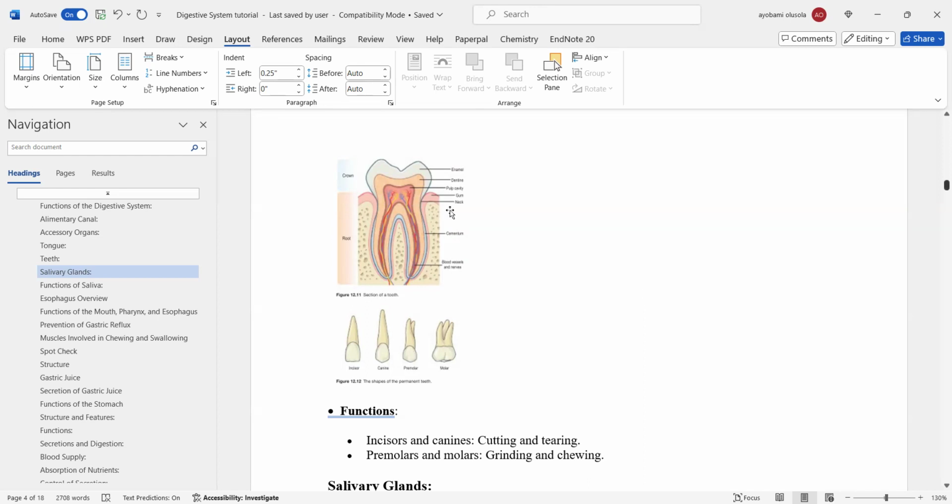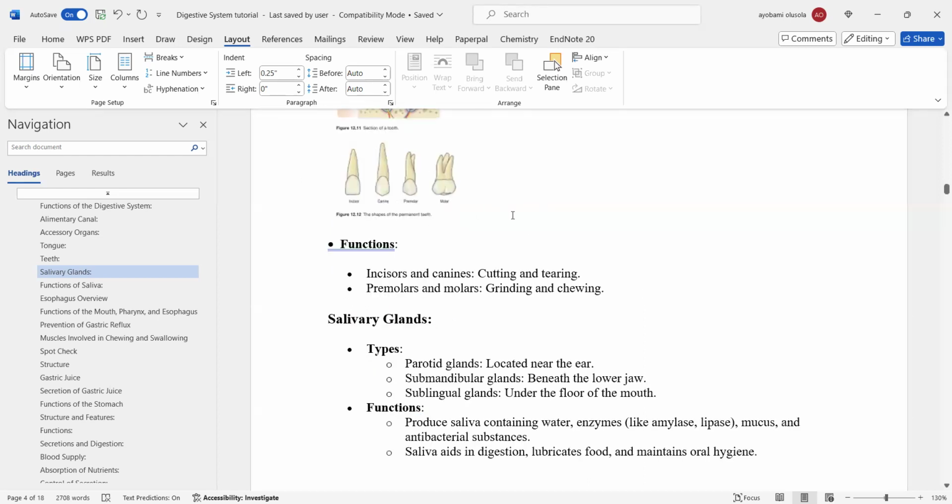So the individual types of teeth, this is what they look like. So what are the functions? Incisors and canines are for cutting and tearing, while premolars and molars are for grinding and chewing.